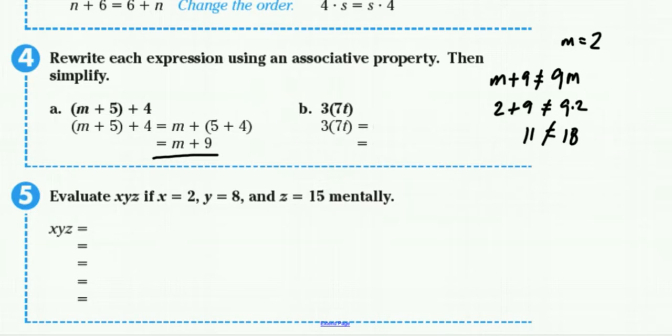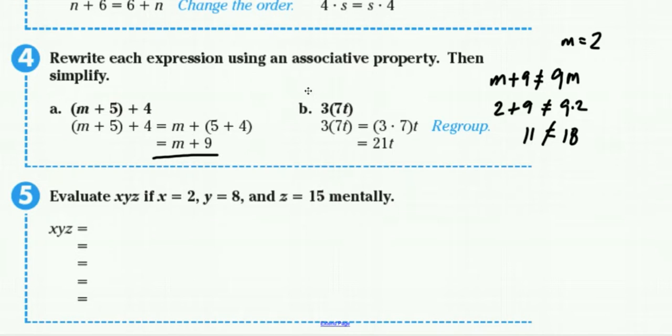In the same manner, we have 3 times 7t. Again, in an associative property, the order of the numbers does not change. So you now have 3 times 7 times t, regroup that, and it becomes 21t. So that is the simplified form of the expression 3 times 7t.